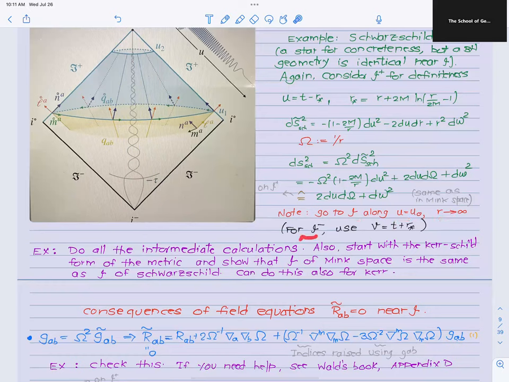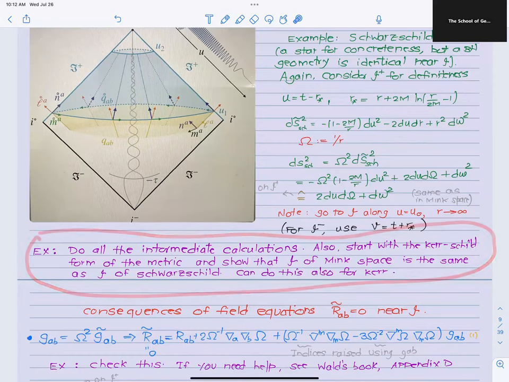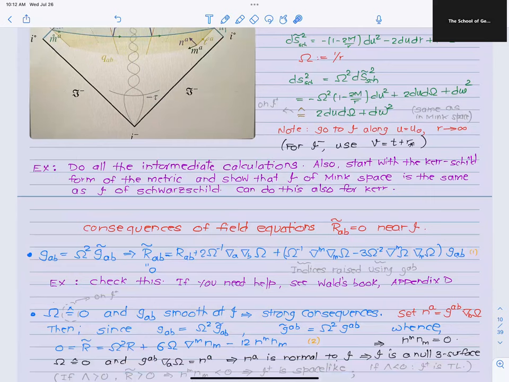And if you wanted to use scri minus, then you can use v, which is t plus r star. These are exercises for you to do, the intermediate calculations. And those of you who are a little more advanced should look at the Kerr-Schild form of the metric, first for Schwarzschild and then the full Kerr metric, if you like, and check that. In fact, you can do the conformal rescaling of the Minkowski space underlying the Kerr-Schild spacetime, and you will get scri, and that scri is the same as the one you get by looking at the full Schwarzschild. And the same thing is true for Kerr. So please do this exercise. It is a little thing that grounds you, at least for Schwarzschild, if not for Kerr.